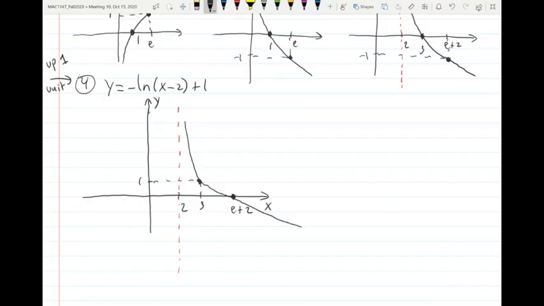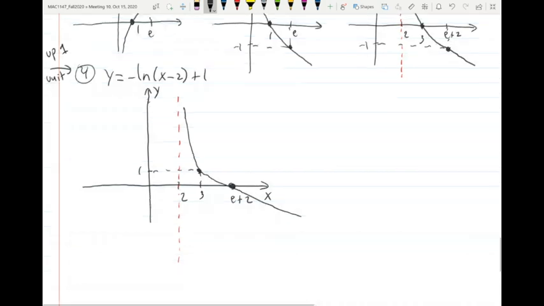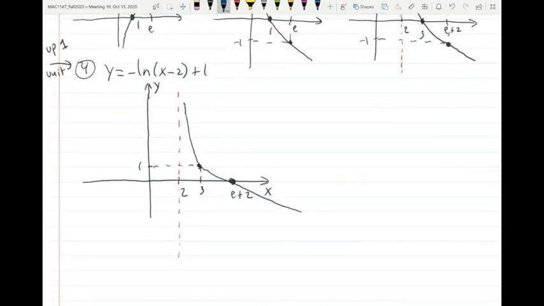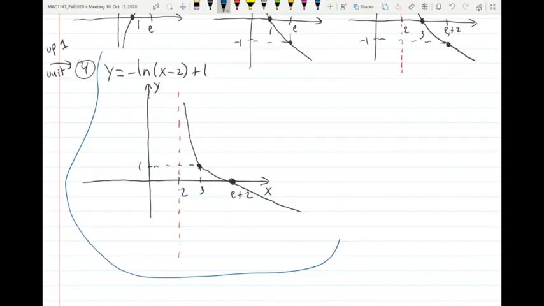Smoother. Something like this. Okay. All right. Questions? And this is the graph. This is what we're looking for.